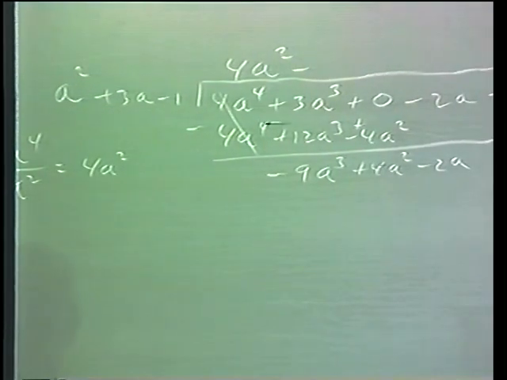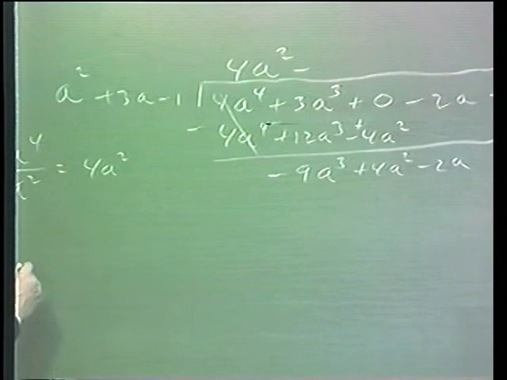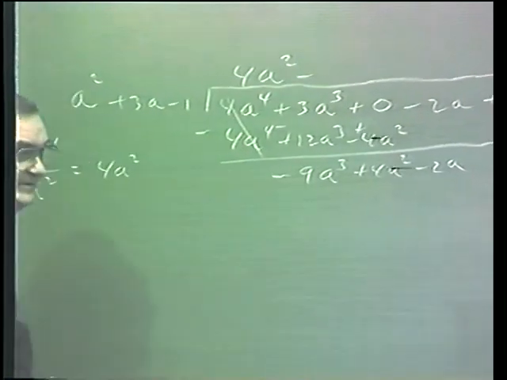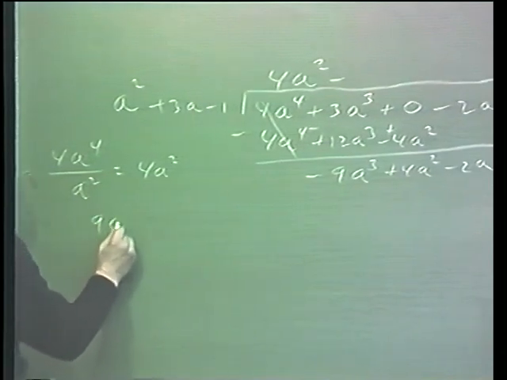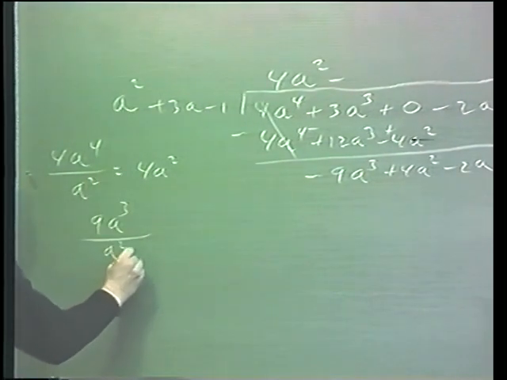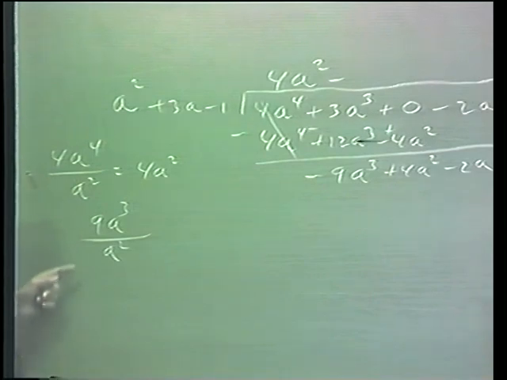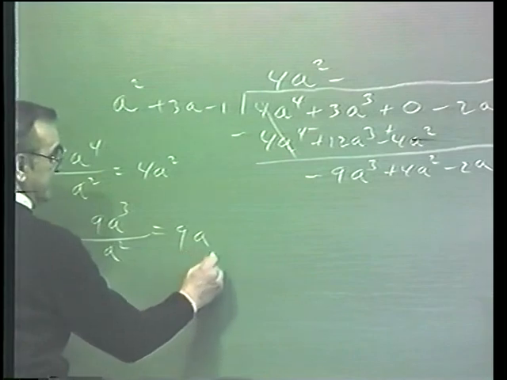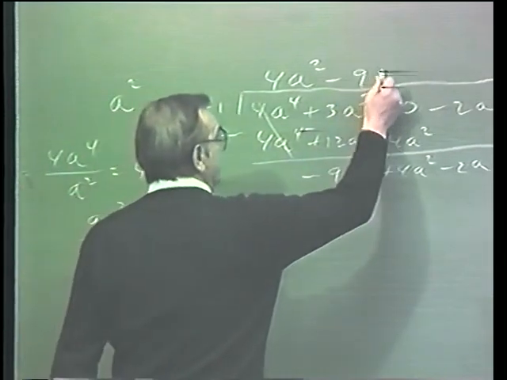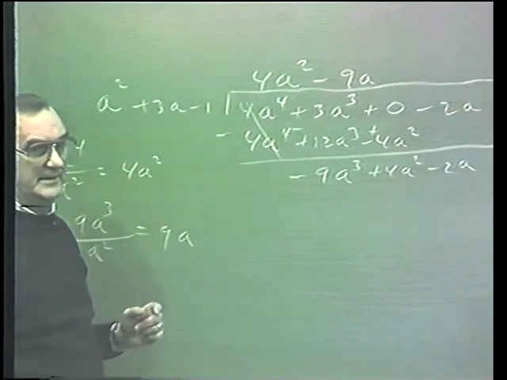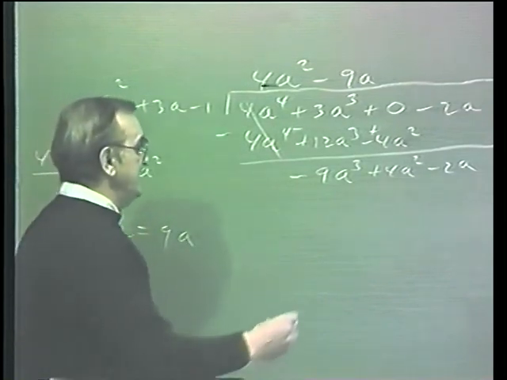We go through it again. We take the first term of our dividend. We don't worry about the sign because we already have the sign up in the answer. We take the first term, that's 9a to the third. We divide it by the first term of our divisor, which is a squared. Well, 1 into 9 is 9. A to the third over a squared is a. That means we're going to multiply each term in our divisor by this negative 9a.